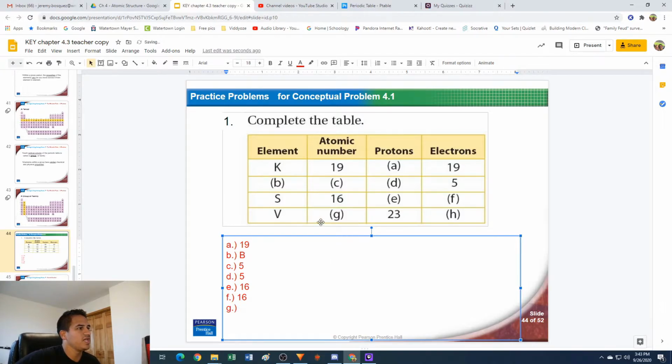All right, letter G. We have the element vanadium. Number of protons it's giving us is 23, which means the atomic number, letter G, is also 23. And that means the number of electrons is also 23. So this is what our chart should look like, and the numbers that should be filled in there.